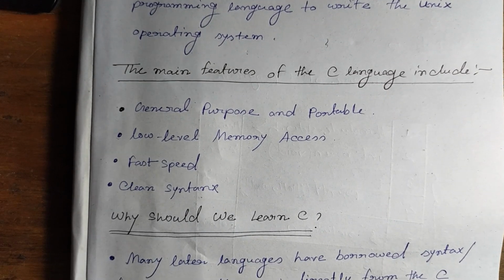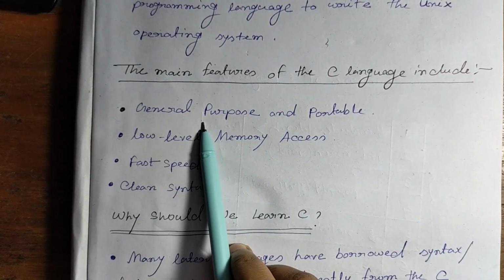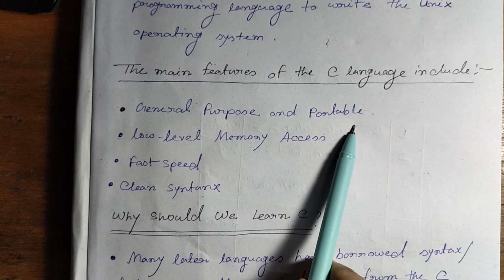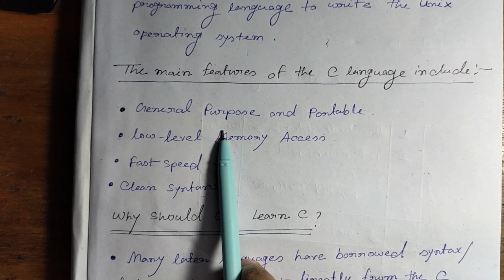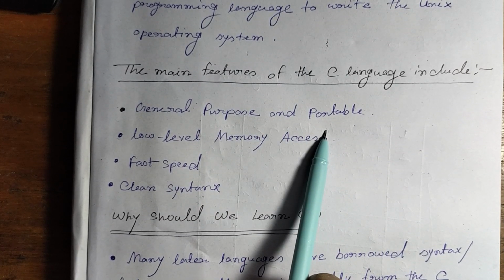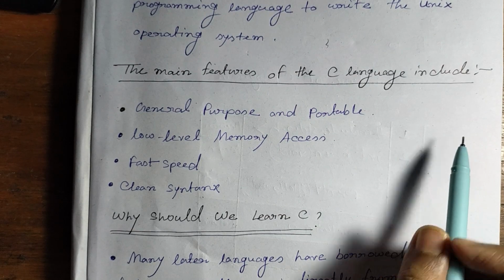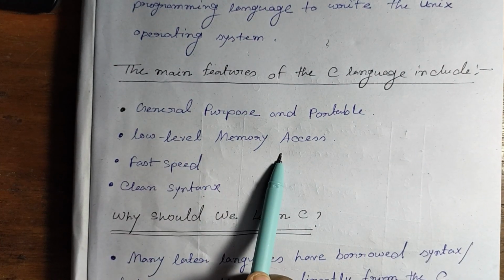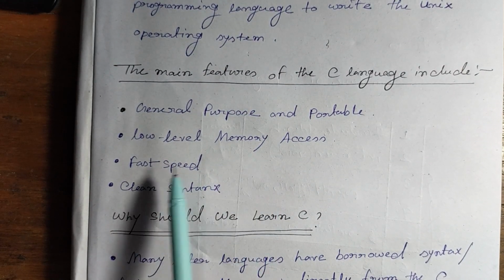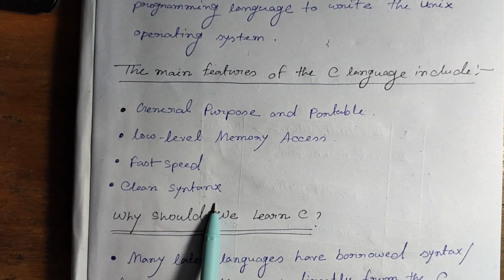So the main features of the C language include general purpose and portable. For general purpose, we can use C language for many tasks. And portable: what do we mean by a portable language? C language can run on any machine. C language also has low level memory access, faster speed, and clean syntax.